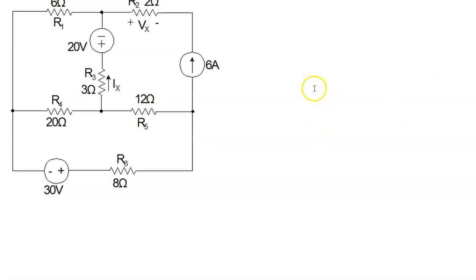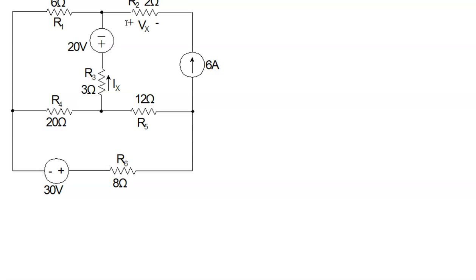Okay, and so then with the 6 amp source, one of our mesh currents is set because the current in this branch here, we'll say, is forced to be 6 amps. And so now, you have to follow the procedure that we outlined, the step-by-step procedure for mesh analysis.